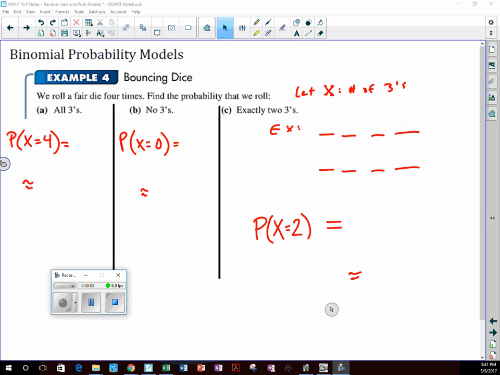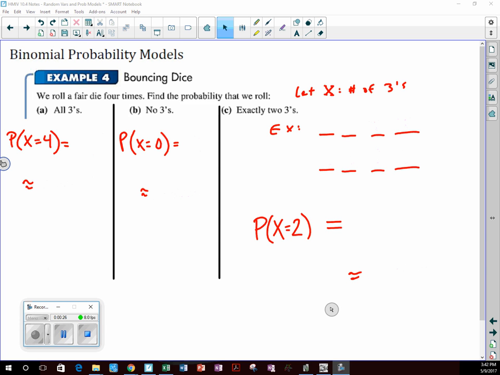All right, welcome back to our section 10.4, which is titled Random Variables and Probability Models. This is the second video in which we are going to cover binomial probability models. We're going to start this video by doing example 4, which is going to introduce us to this idea of binomial probabilities. We're going to talk about some probabilities that we've basically touched on before involving rolling a die, and then we're going to relate it to our new concept of binomial probabilities.